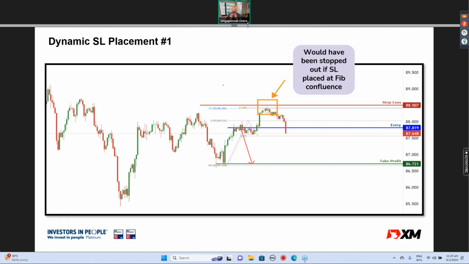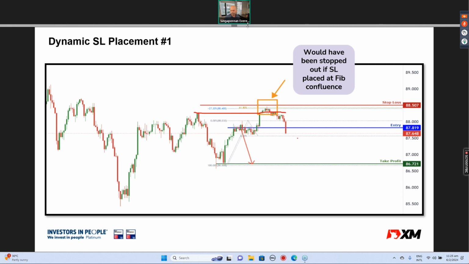Right. So in this example, you can see quite clearly price broke above the pullback resistance level here, but it stalled around the Fibonacci confluence. And because we had placed the stop loss above this confluence level, you can see this is at 88.40. We've put the stop loss at 88.51. So about 11 pips above it. So that gives us a little bit of breathing space. So should price stall around this level and continue to drop lower, we are still in the trade, right? We're still in the trade.